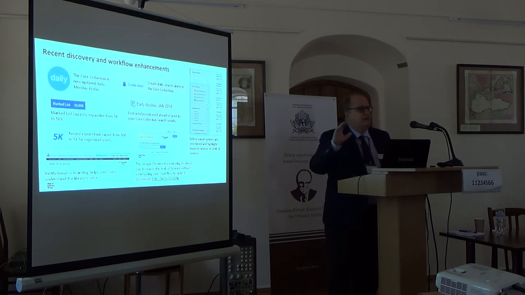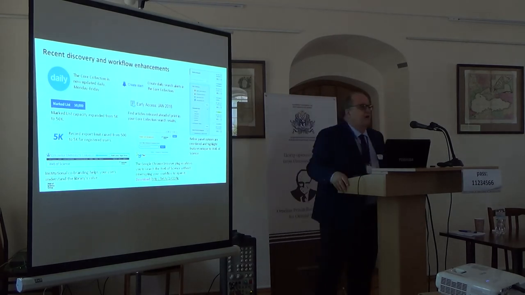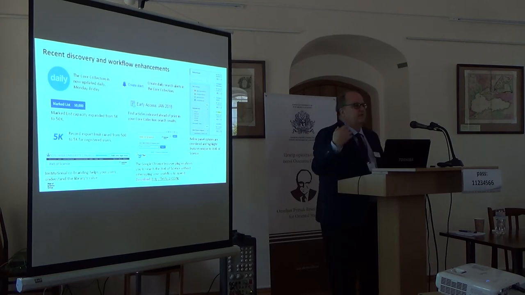But this is just a summary of what we've done over the past year. And you see that we're loading Web of Science daily. We also have something called early access, which is very important. By the end of this year, we'll have almost 3,500 titles. So we'll be getting the information as soon as the publisher releases the article, not waiting for the article to be put into an issue.